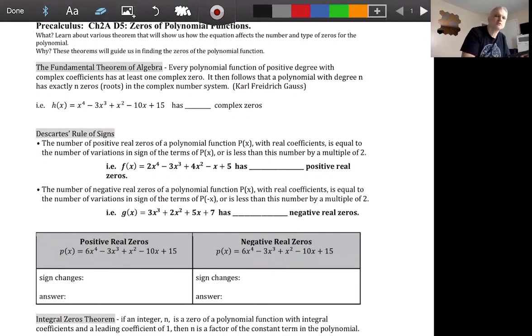Precalculus, Chapter 2, Day 5 notes. Lots of stuff right here, good stuff. So let's get after it.